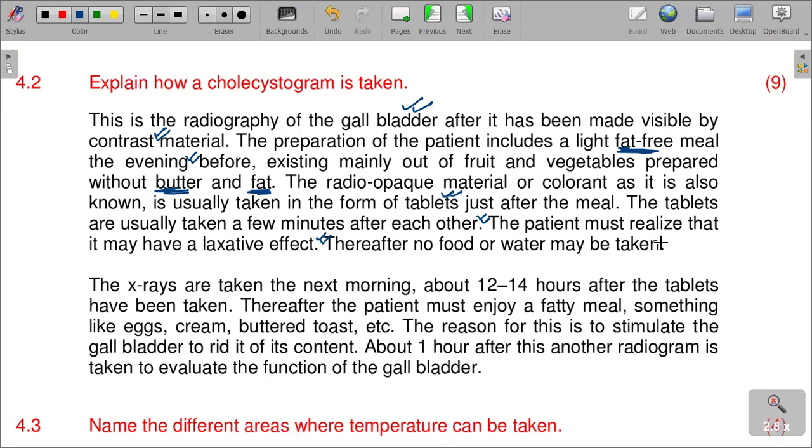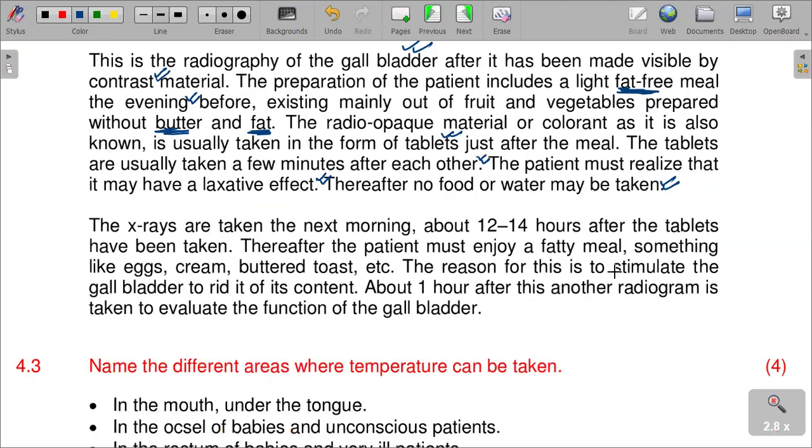We are talking about the X-ray of the gallbladder. When the tablets have been taken, no water or food must be eaten or taken. The X-rays are taken the next morning, about 12 to 14 hours after the tablets have been taken. This also comes up in multiple choice or true or false questions, in terms of the hours, the duration, which is the waiting period.